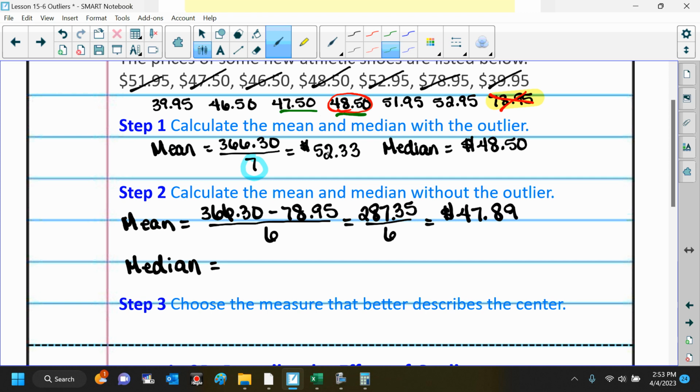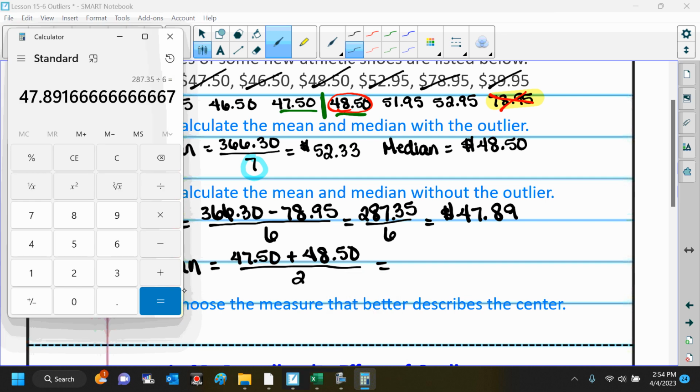So to get the median here, to get in between, we're going to add those 2 numbers together. So this is $47.50 plus $48.50, and we're going to divide that by 2. Remember, when you have 2 middle numbers, you add the 2 middle numbers together and divide by 2 to get your median. Okay? So let's see.